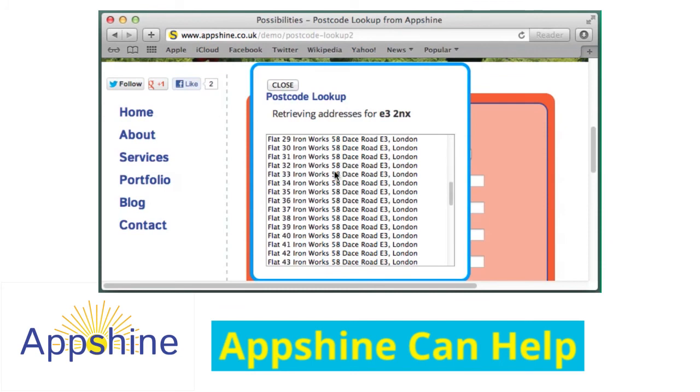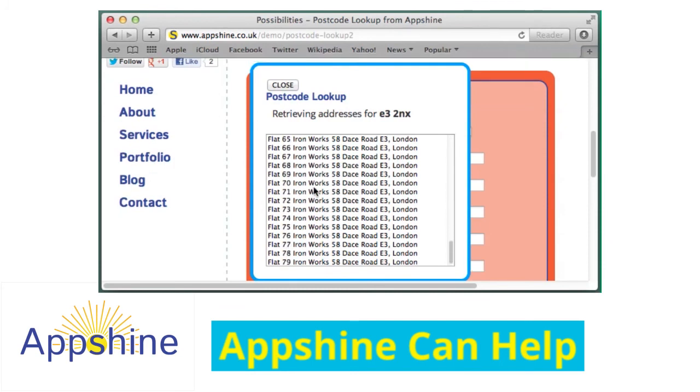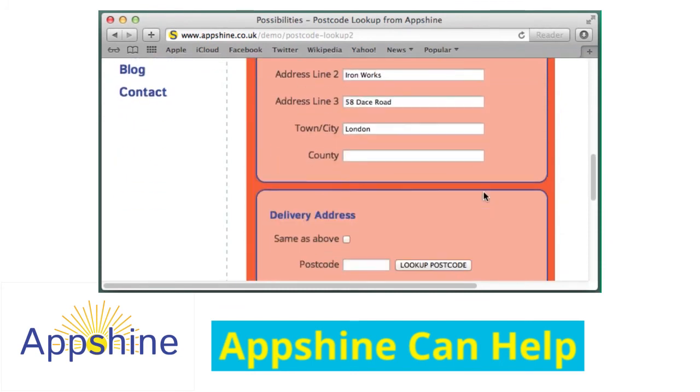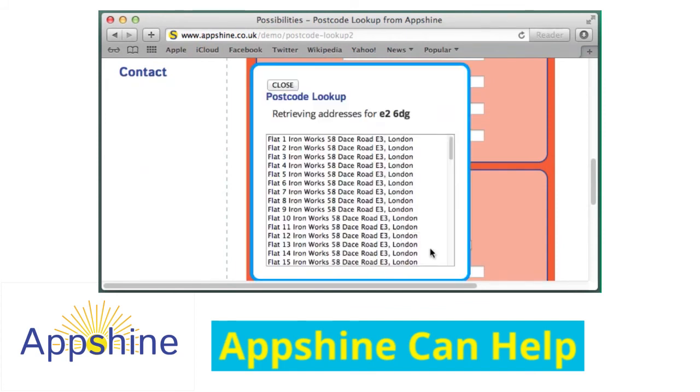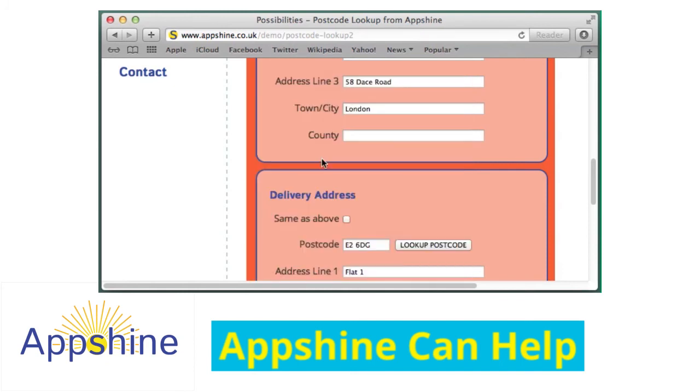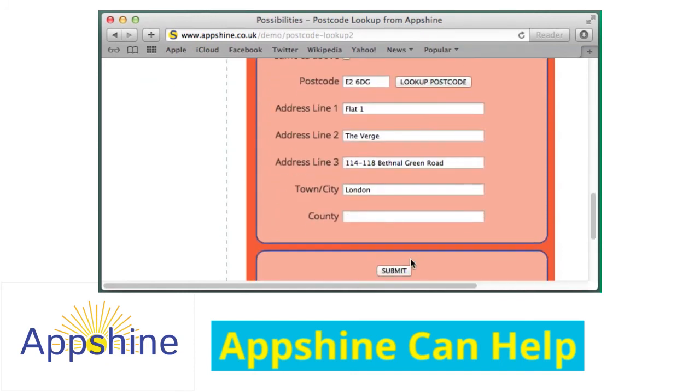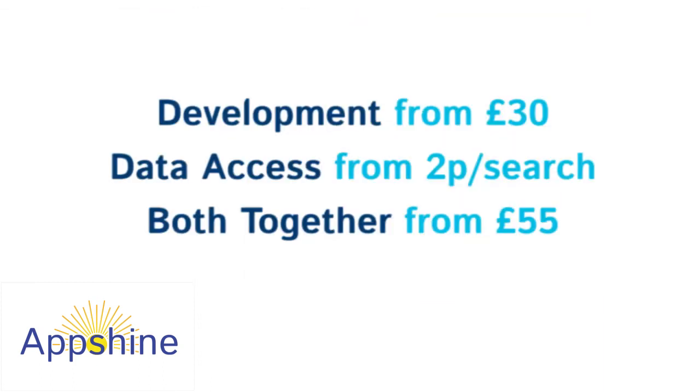Obviously, the complexity of your requirements can affect the cost, but the straightforward example we showed you earlier can be implemented for as little as £30. We can also set up an account for you with a licensed provider of postcode data. You then buy credits for searches against the data, and packages of that start at just £25.